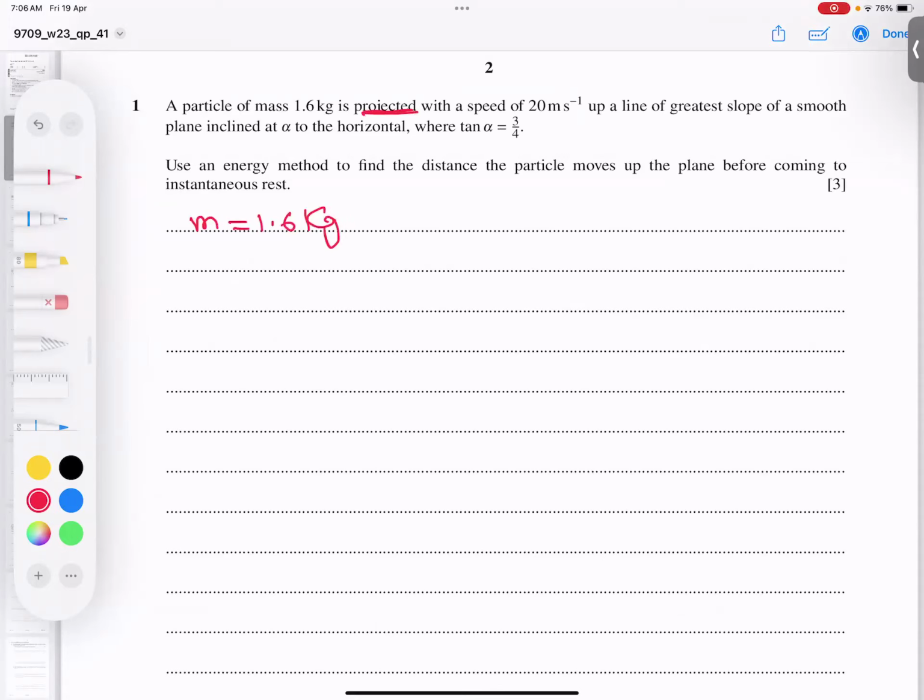Projected: what this means is, whenever you throw something, after leaving your hand, the applied force becomes 0. So there's no applied force because you threw the particle. That is called projected. Speed of 20, so starting velocity is 20. And a smooth inclined plane, so friction is actually 0, and tan alpha is given. So I think the data is very, very clear.